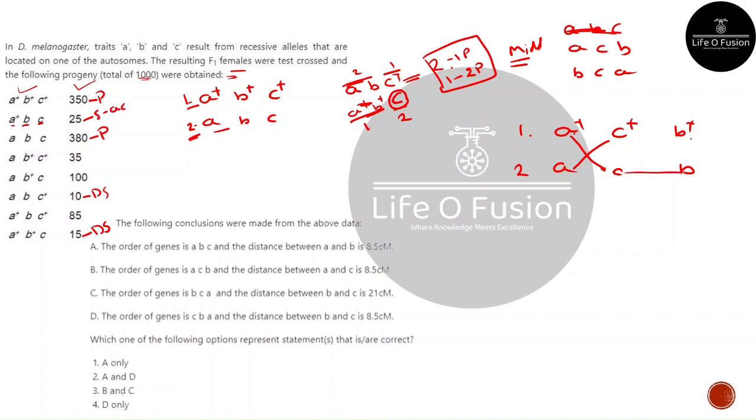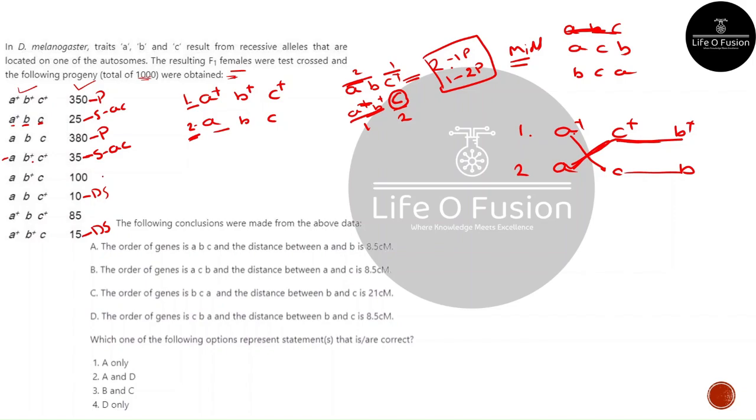Then one more you will get: A, C plus, B plus. Is it clear? So A, C plus, and B plus is your single crossover between A and C. Then, to save your time, the next two will be your single crossover between B and C.